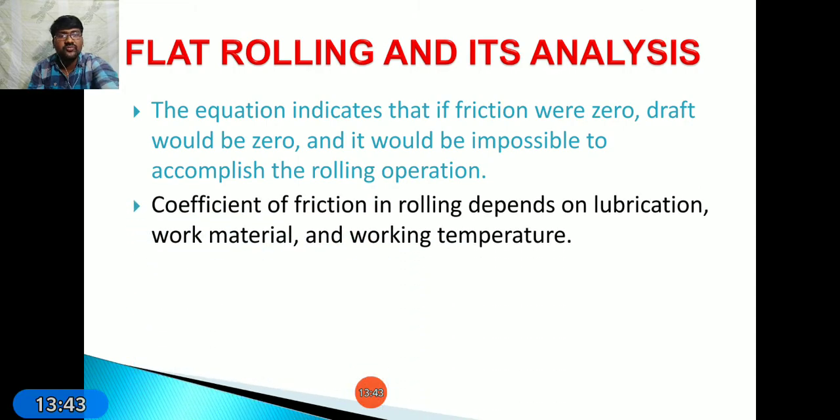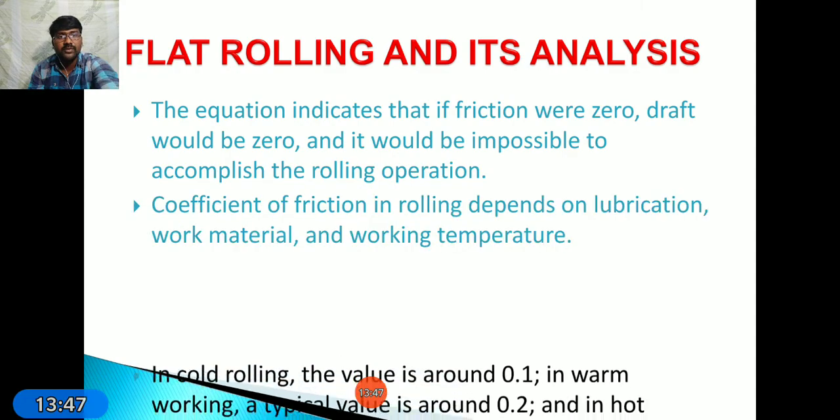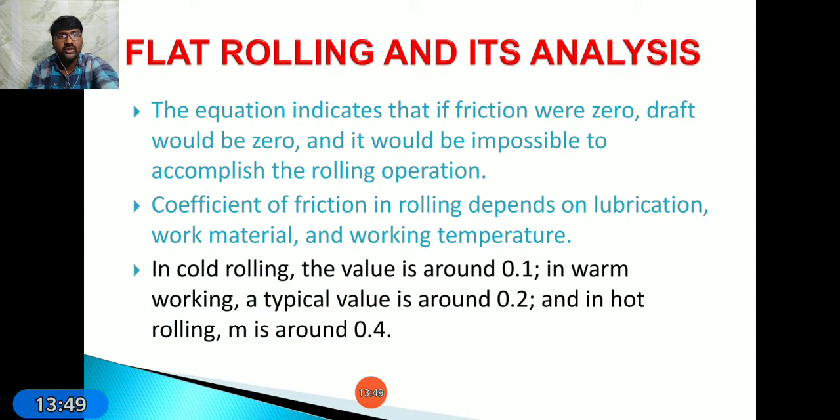Next, the coefficient of friction in rolling depends on the lubrication of the work material and the work temperature. In cold rolling, the value of the coefficient of friction is 0.1. In warm working, 0.2. In hot rolling, it is 0.4. Based on the temperature of the working process, the coefficient of friction will vary.